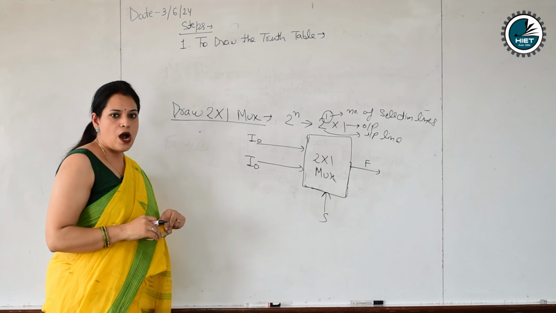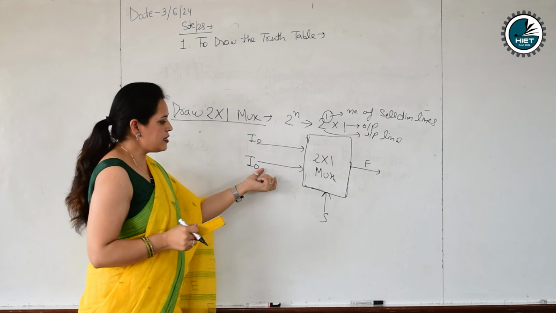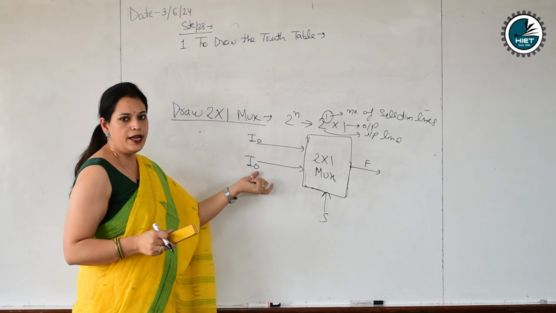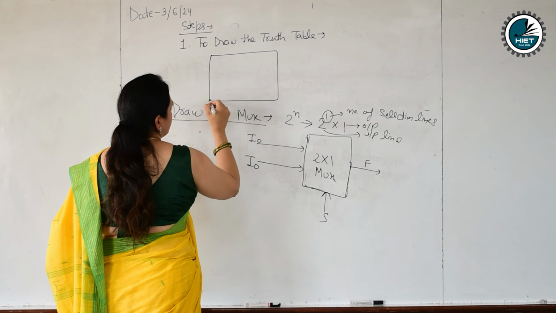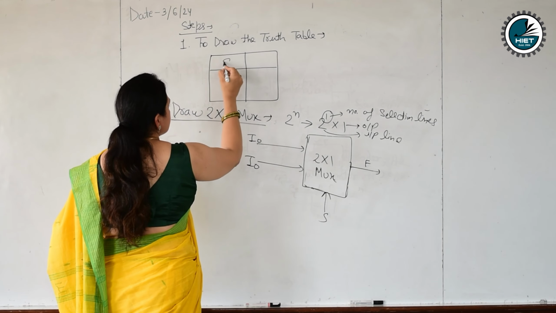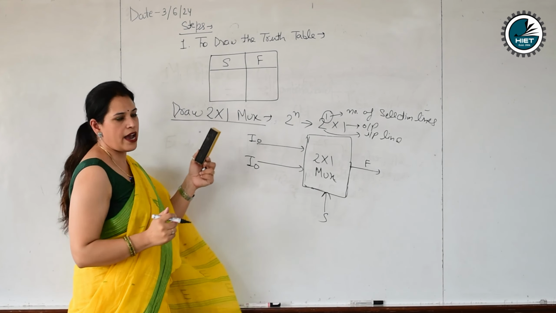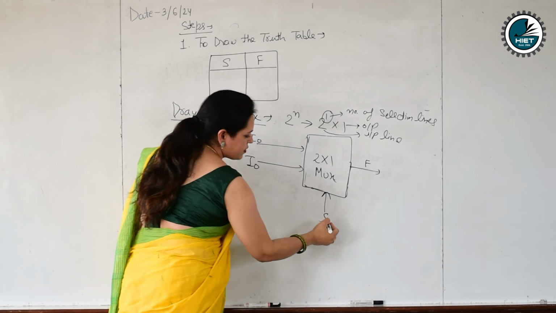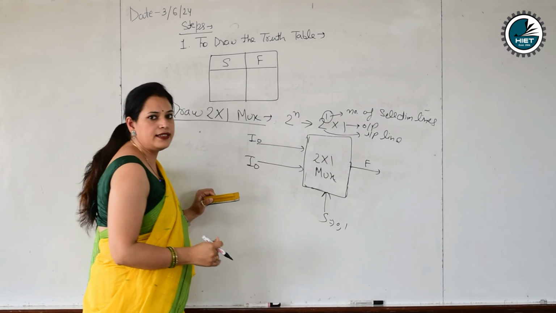Truth table. Now how to draw the truth table? With the help of this multiplexer, its selection lines and input lines. In this we have a single selection line, this is the S, and a single output, this is the F. Selection lines will select either 0 or 1.